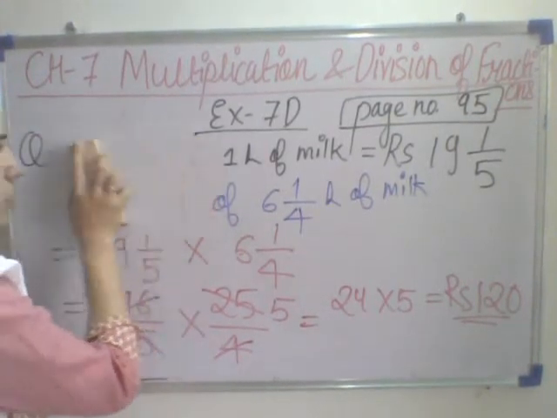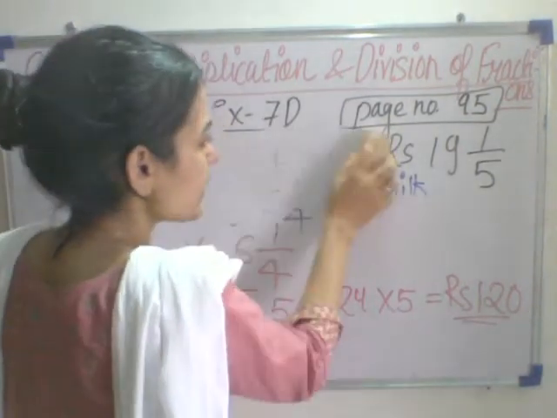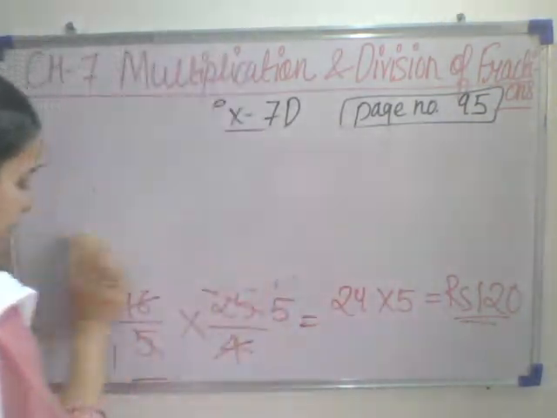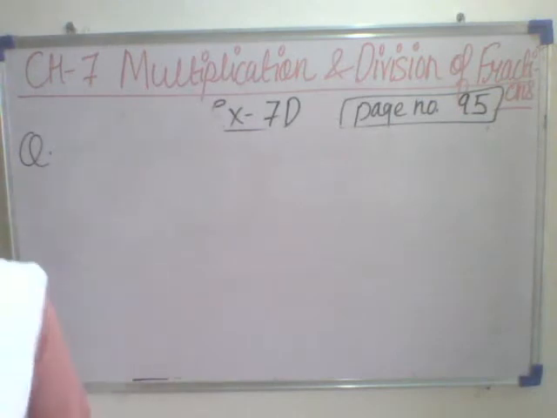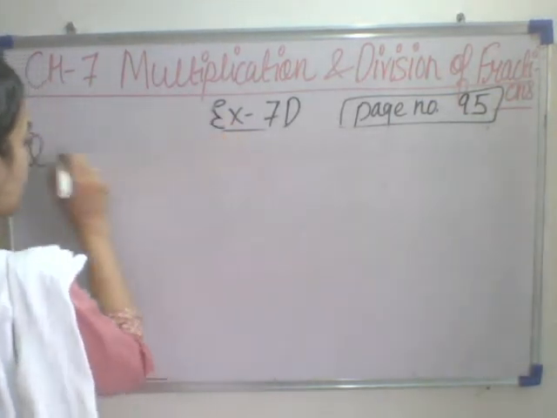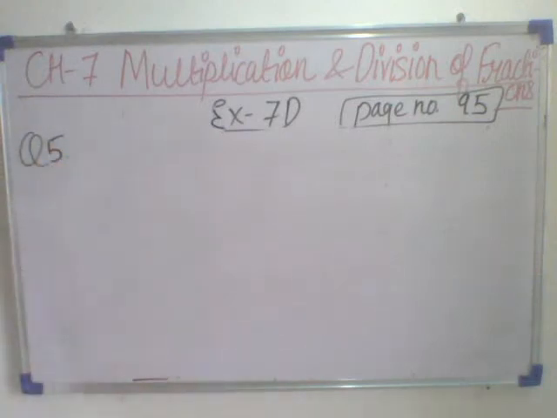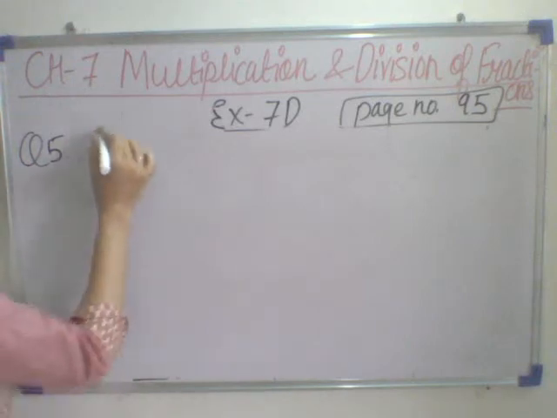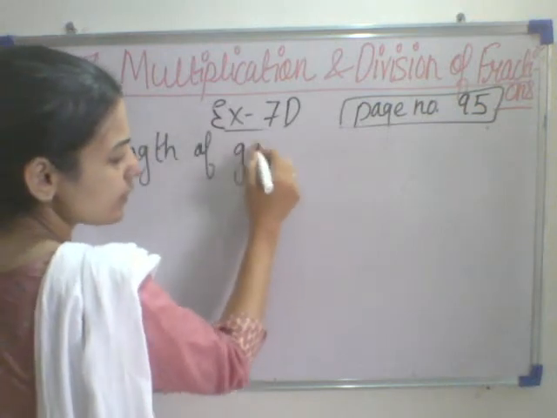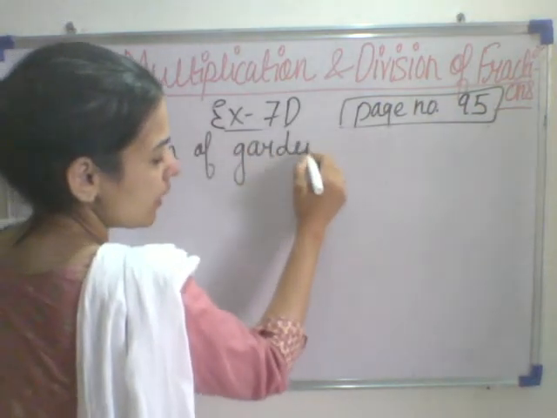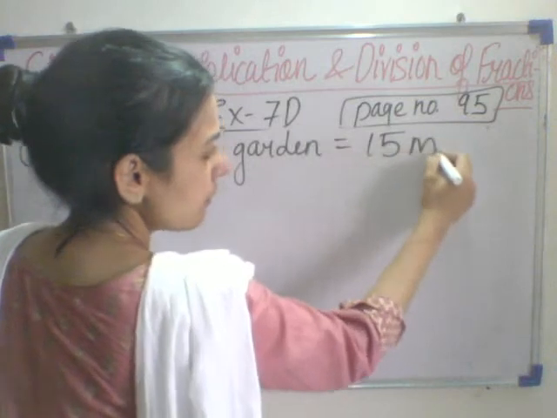Now we will be doing question number 5 of exercise 7D. You have to take out page number 95. What is given in question number 5? The length of a garden in Jaya's house is 15 meter. Here the length of the garden is given in the question. The length of the garden is 15 meter.